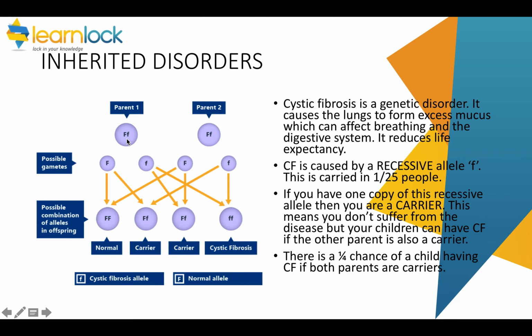Well, if you are a carrier, as shown here, and you have a child with another carrier, there is a 1 in 4 chance of the 2 recessive alleles coming together and the child having cystic fibrosis. There is a 50% chance of the child being a carrier themselves, and there is a 1 in 4 chance of the child being normal and having no cystic fibrosis genes.